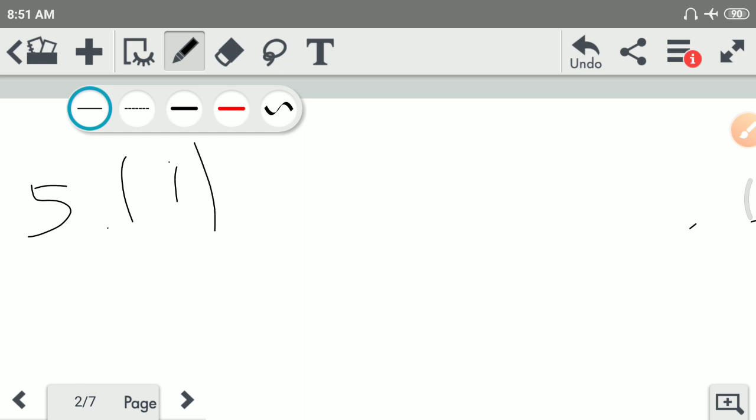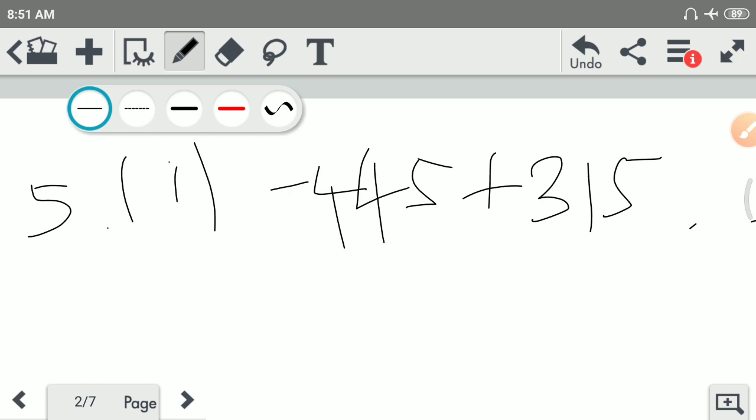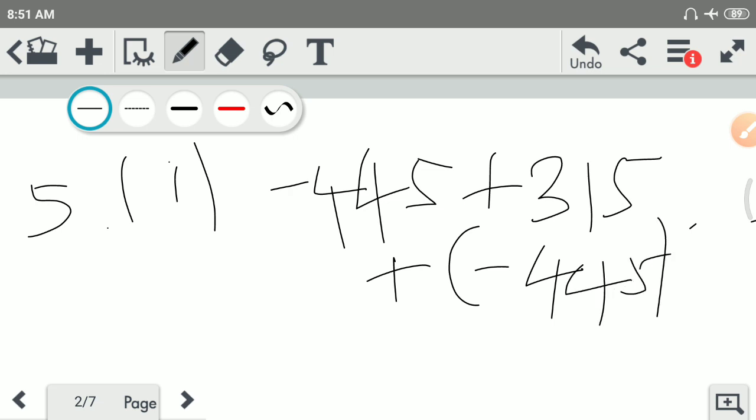Question number 5: minus 445 plus 315 plus minus 445. Okay, so now you see what you need to do here. First of all, you have to solve it. That means what will happen? Minus 445 plus 315, it will come minus 130.